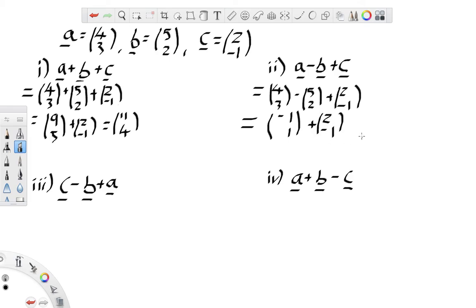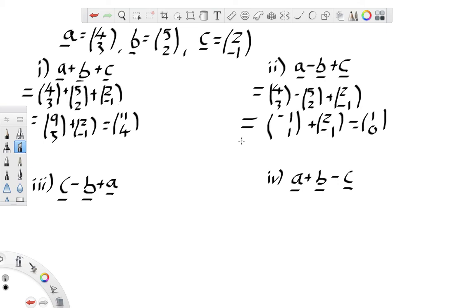And again, that's no different to anything we've done previously in the video. So that's minus 1 plus 2. Well, that's 1. And then 1 plus minus 1, well that's the same as saying 1 minus 1, so 0. So our vector A minus B plus C is (1, 0).